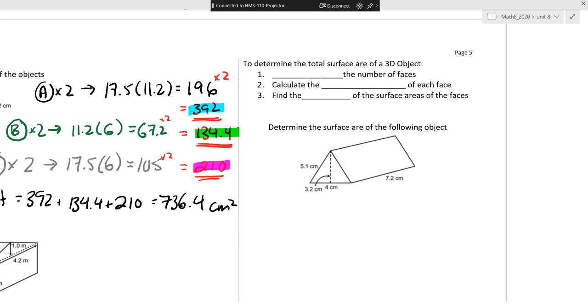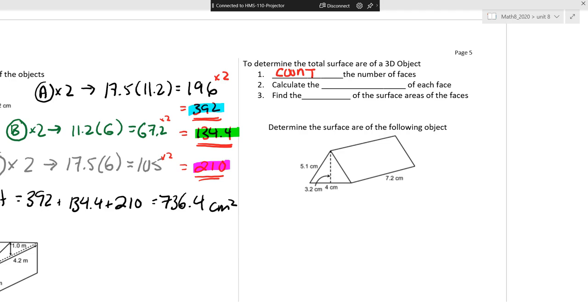So when you are going through this, the first thing you should do is just count the number of faces. When you use the word face, it just means the side of the object. So when you're adding it up at the end, you can make sure that you got every single side. That's the easiest thing on this, is to miss a side.